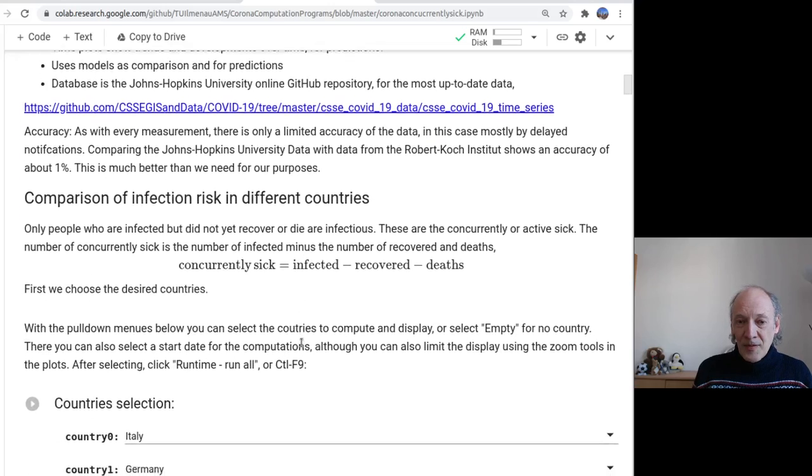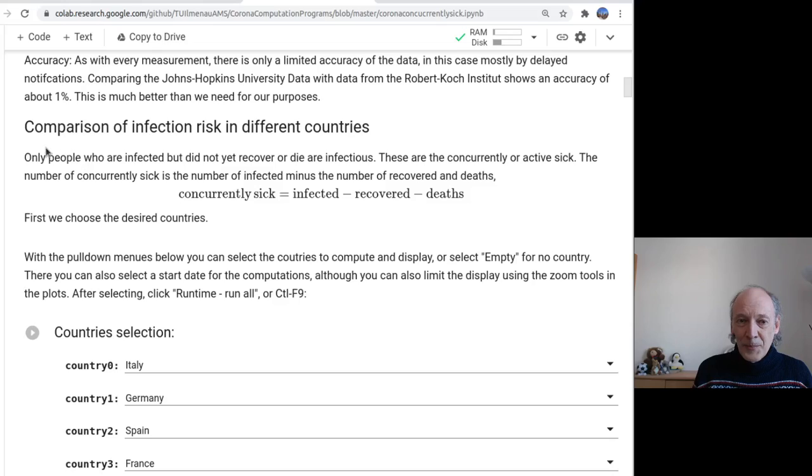So that leads us to the first topic here, the comparison of the infection risk in different countries. So this is particularly interesting if you want to travel, for instance, which is difficult in pandemics, but it's still kind of interesting to compare different countries in this respect. So only people who are infected but did not yet recover or die are infectious, right? It's kind of logical. These are the concurrently or active sick.